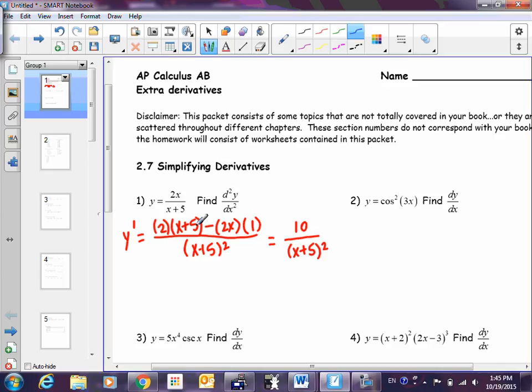I'm not showing all those steps. We're just distributing and combining like terms. Okay, so to find the second derivative, quotient rule again, derivative of the top, 0, times the bottom, and go ahead and do this on your own. Just look up here if you need help on it.